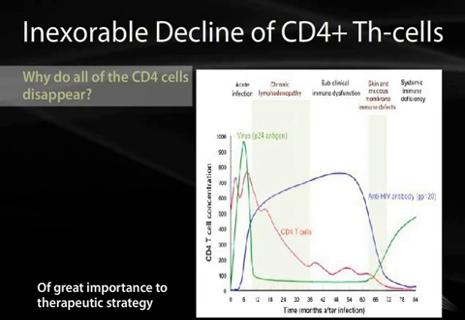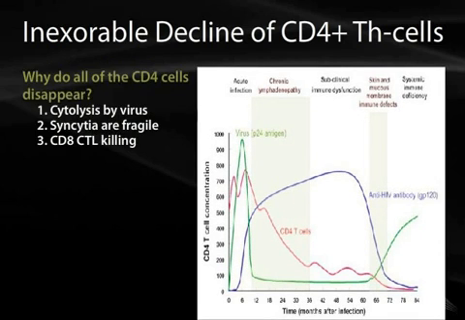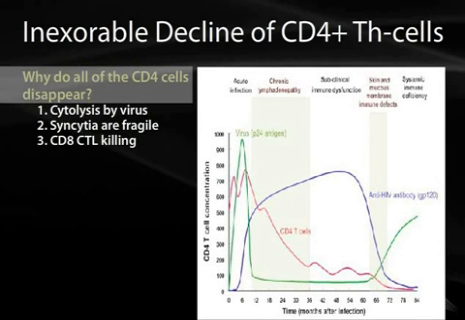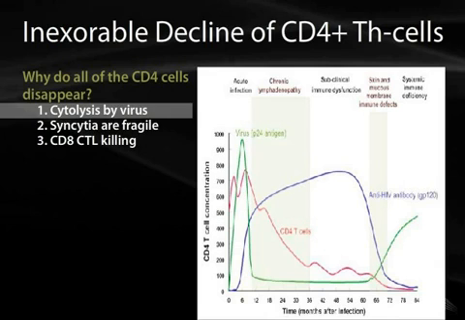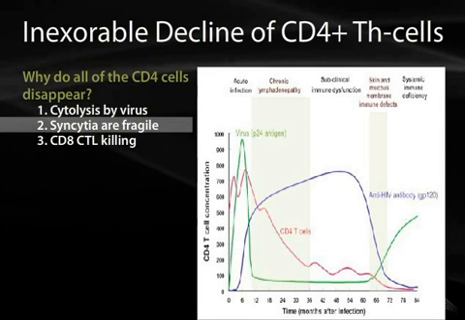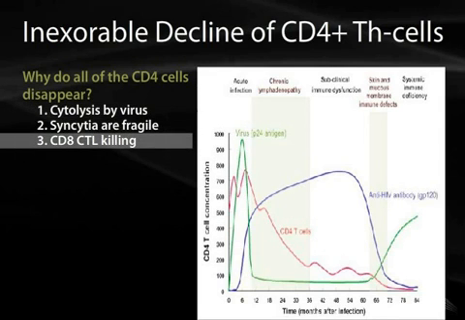The question is, as we see this march, we keep losing more and more T cells as they become infected and killed by the CD8 positive T cells. So CD4 positive T cells disappear because they can be lysed by the virus, they can be killed as in syncytia, or they can be killed by CD8 positive T cells.